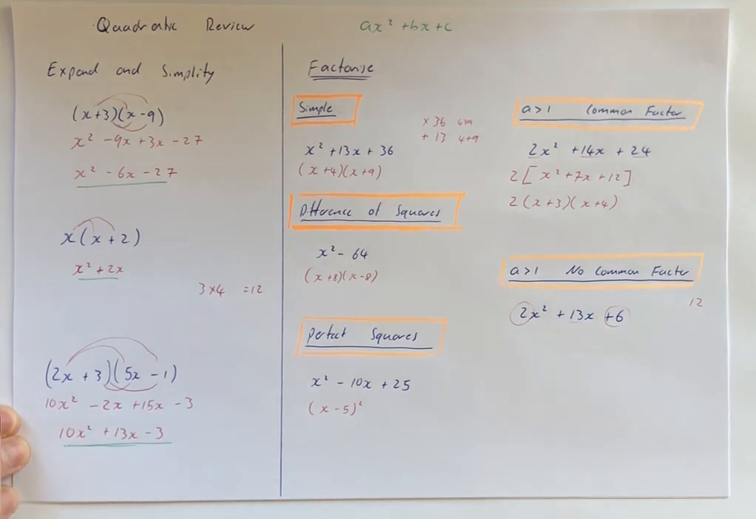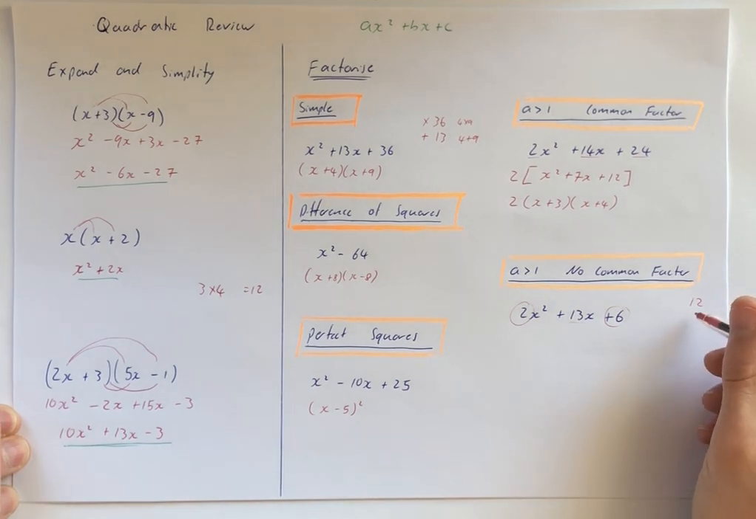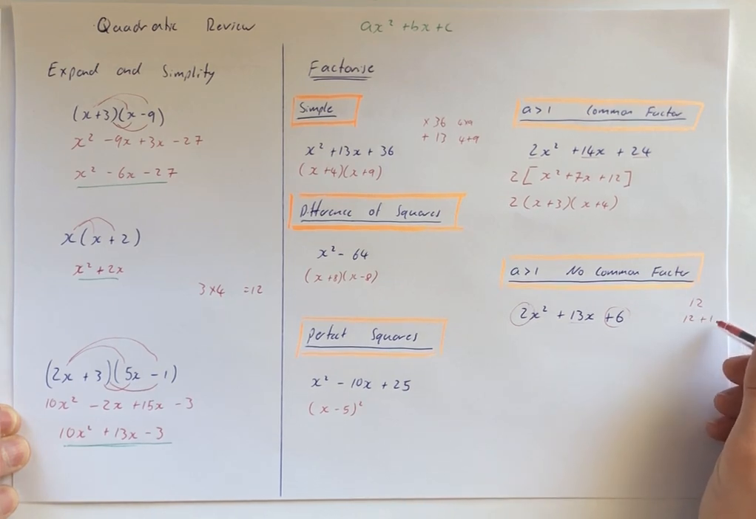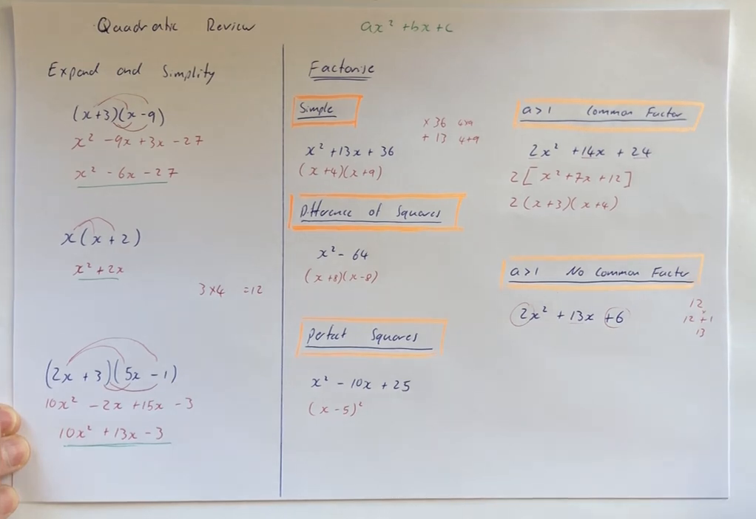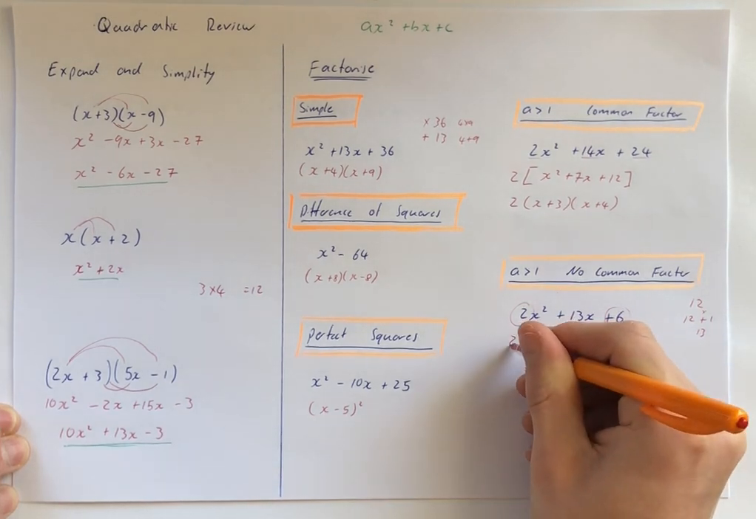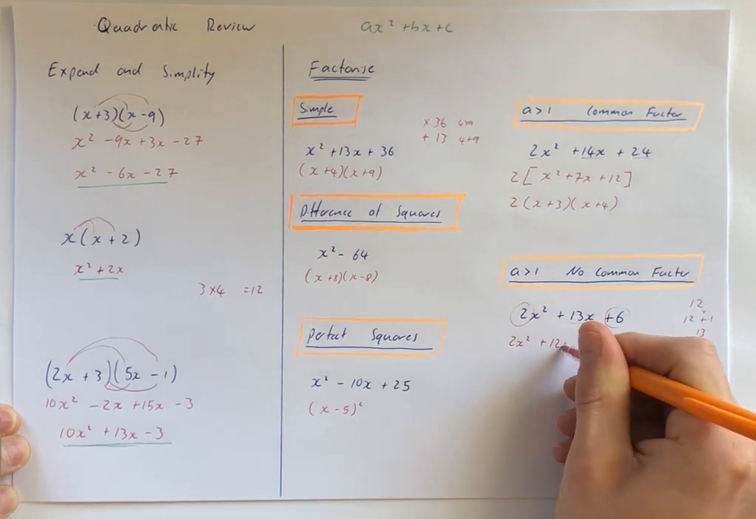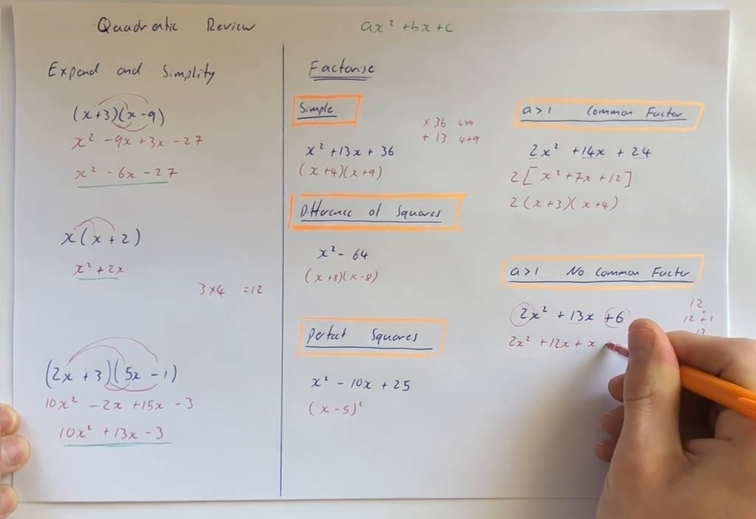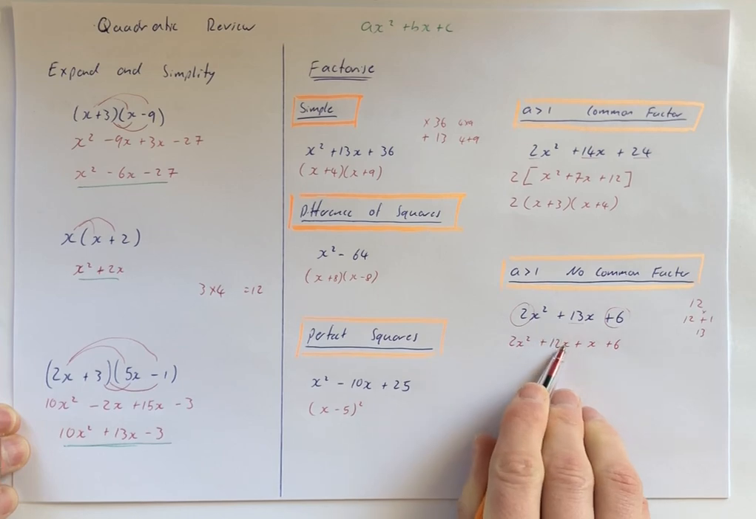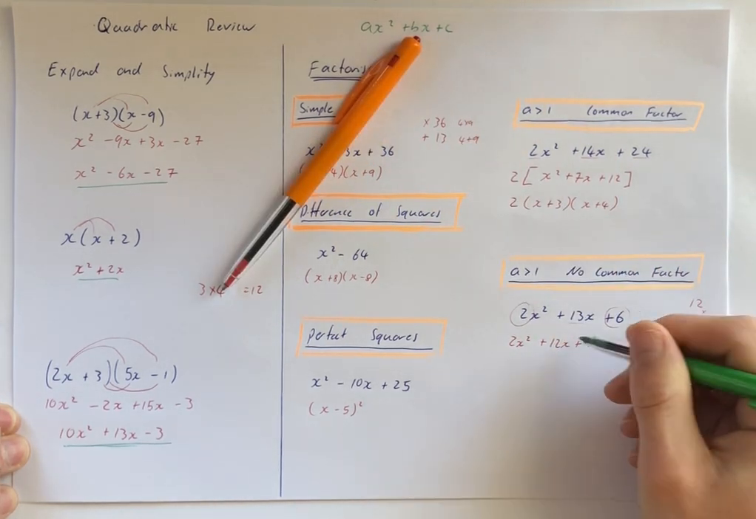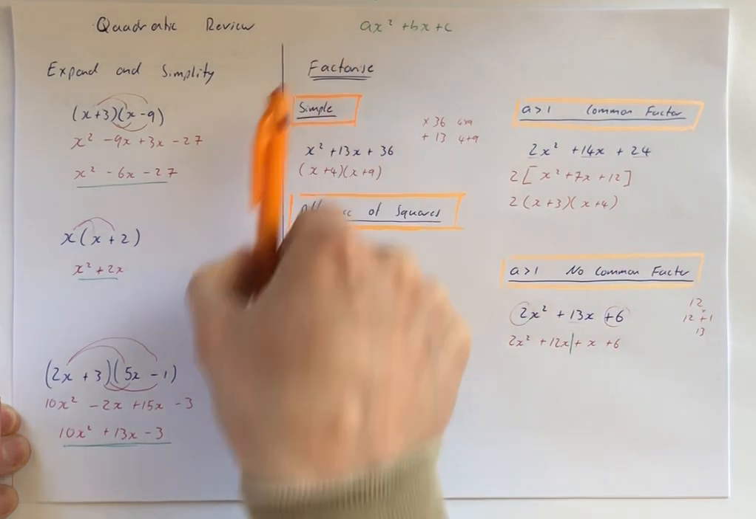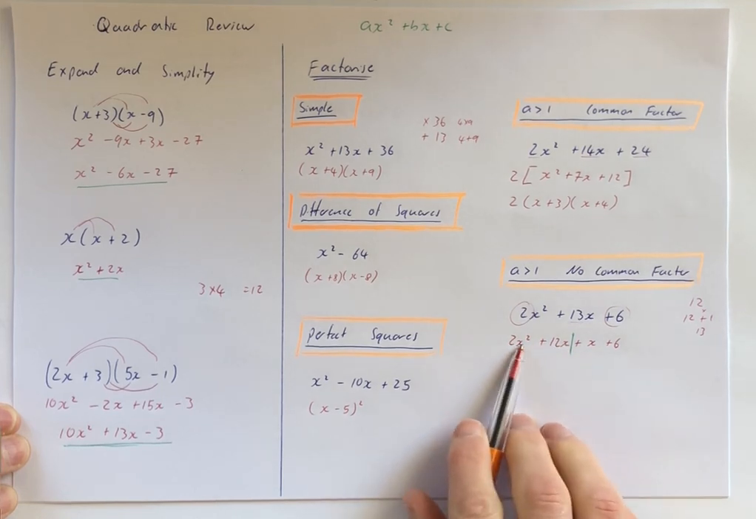So factors of 12 that add to 13, we got 6 and 2, I get 12 and 1. 12 and 1 add to 13 and multiply to 12. So that's what we did. We learnt how to split this 13 up into 2 parts, and then I put a line in just to help me with the factorization.